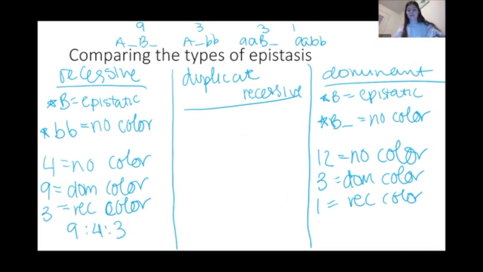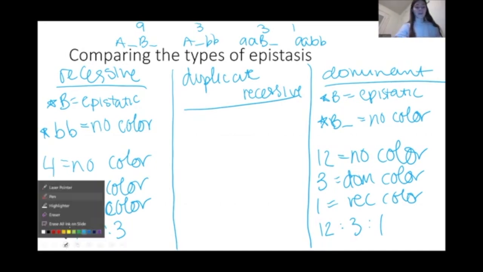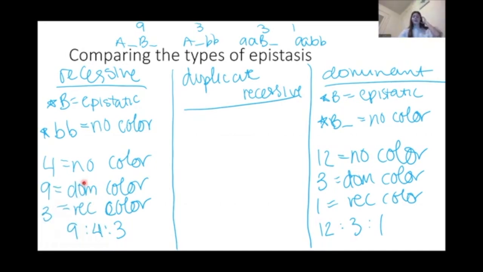So in this case, our ratio would be 12 to 3 to 1. 12 with no color, 3 with the dominant color, 1 with the recessive color. So notice in both of these cases that first you always have 3 options: no color, dominant color, recessive color. And your dominant and recessive color can only show up whenever your epistatic gene is allowing the color to exist.